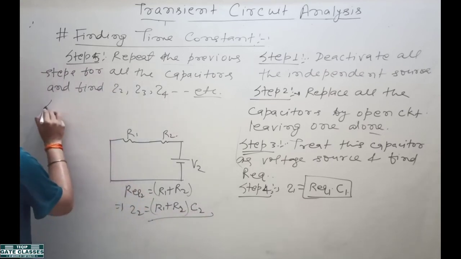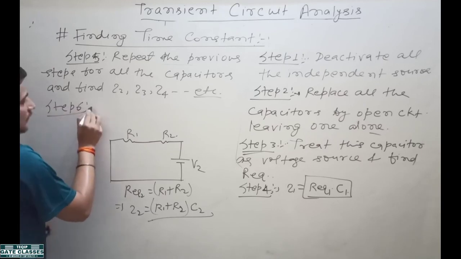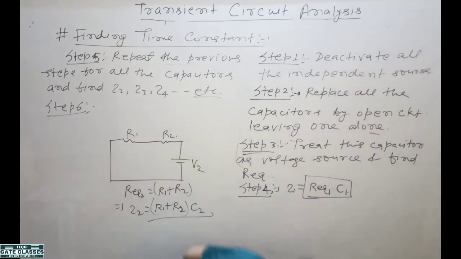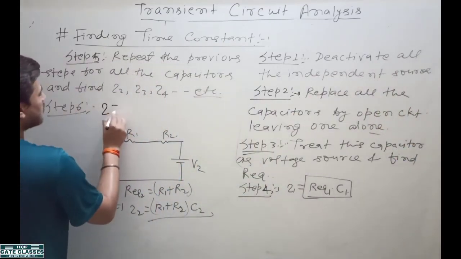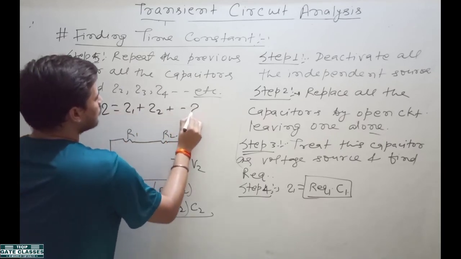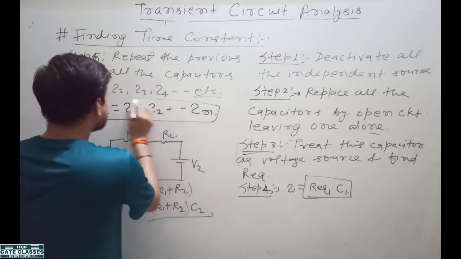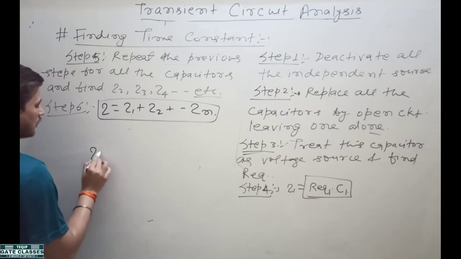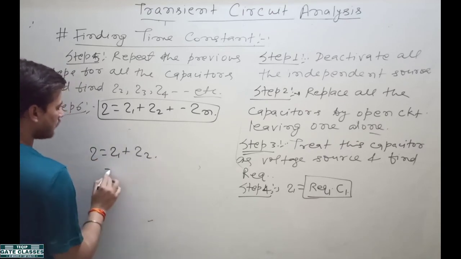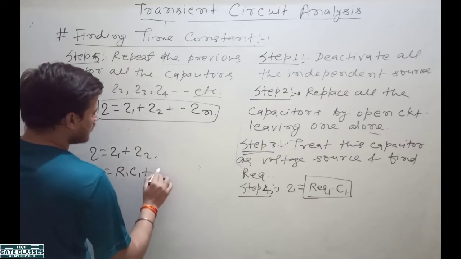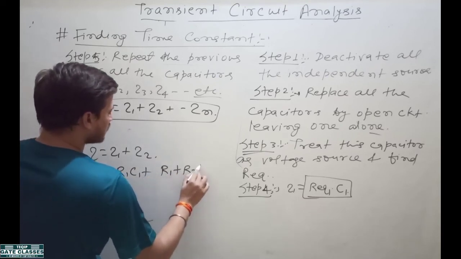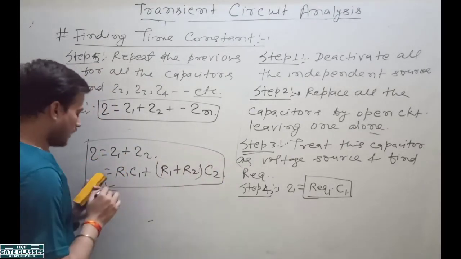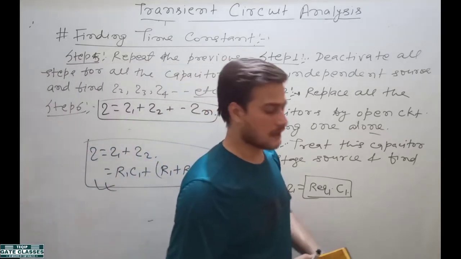So next, step 6. Step 6 is total time constant, which will be equal to tau 1 plus tau 2 up to tau n. Clear? That means for this circuit, the time constant tau will be equal to tau 1 plus tau 2. It will be equal to R1 C1 plus R1 plus R2 into C2. So this is about how to find the time constant in the case of RC circuit.